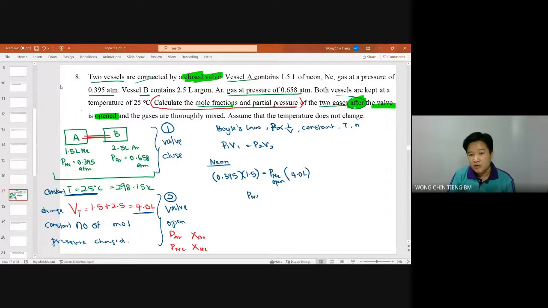That is neon after we open. So you have your neon after you open the valve. You can do exactly the same thing untuk argon. Okay. Ataupun, you get the partial pressure. Can I know the partial pressure?